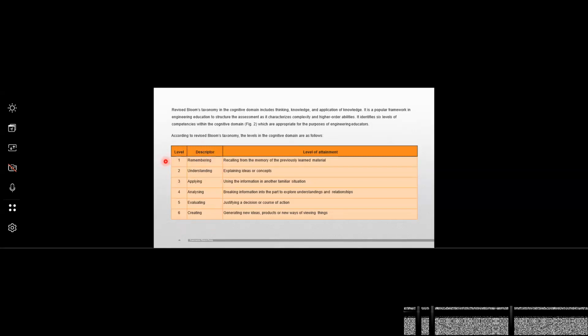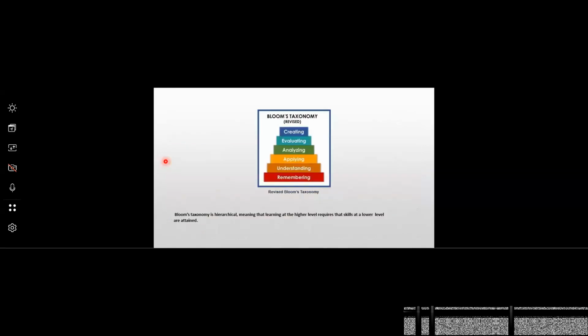This we already discussed, like remembering is just recalling. You can see the hierarchy here. Remembering is very simple. It's at the bottom. The questions should have remembering, understanding, applying, analyzing, evaluating, and also creating. And one thing, Bloom's taxonomy is hierarchical. That means learning at a higher level requires that skills at a lower level are attained. That is the reason why we will have easy questions to tough questions in a question paper. You cannot give the questions just like that.